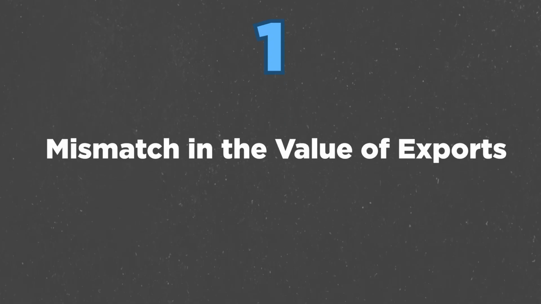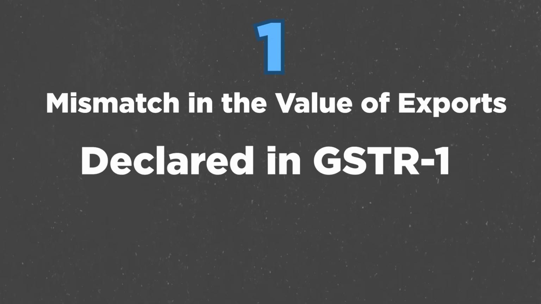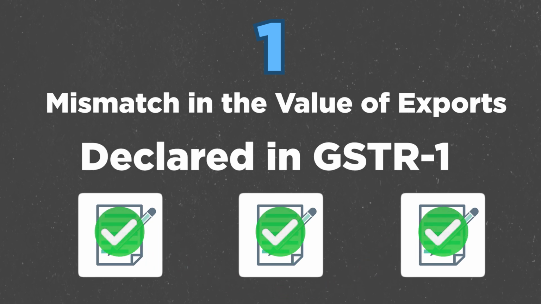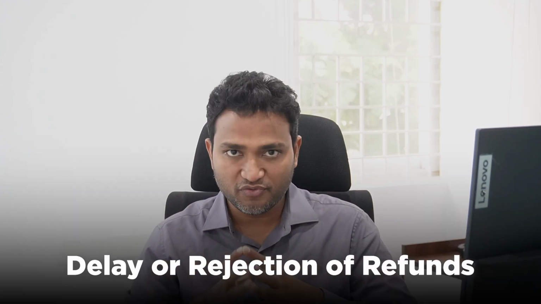Number 1. Mismatch in the value of exports declared in GSTR 1. Ensure the export value declared in all these 3 documents is the same. Otherwise, it can lead to a mismatch and it can lead to delay or rejection of refunds.